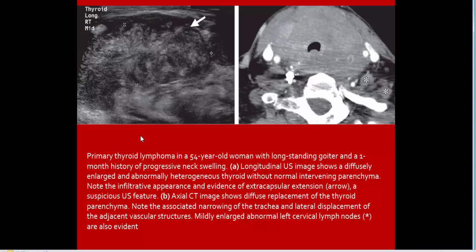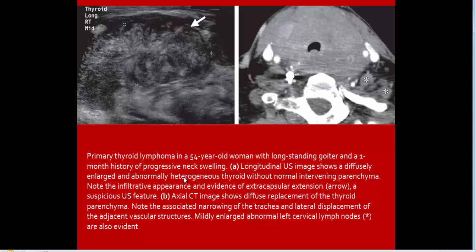This is primary thyroid lymphoma. As we see, this is a long-standing goiter with a 1 month history of progressive neck swelling, and as we see, multiple cervical lymph nodes, markedly enlarged abnormal left cervical lymph nodes, and this is thyroid lymphoma. As we see, a diffusely enlarged abnormal heterogeneous thyroid without normal intervening parenchyma, with infiltrative appearance and evidence of extracapsular extension. These are ultrasound suspicious features.